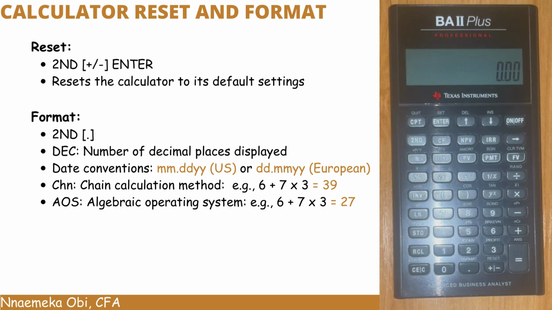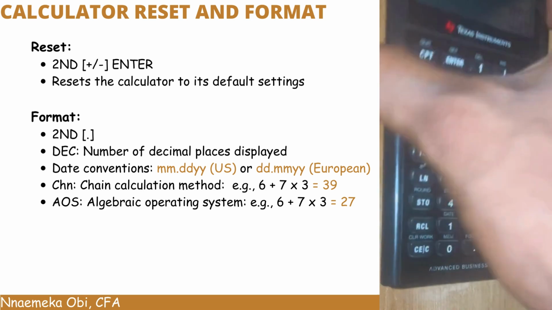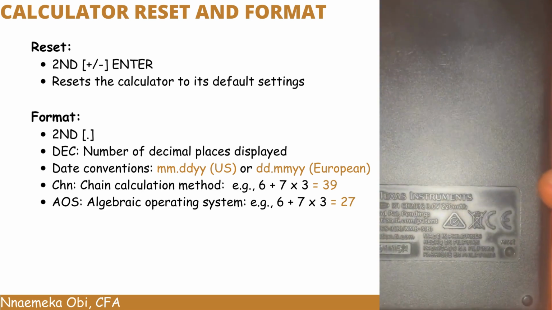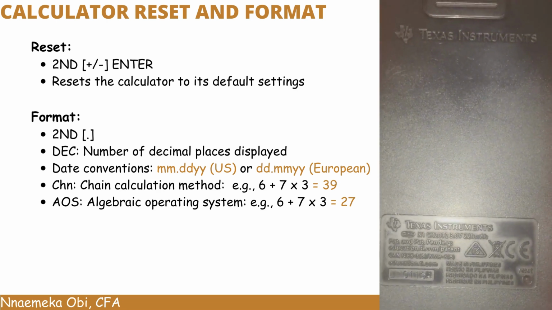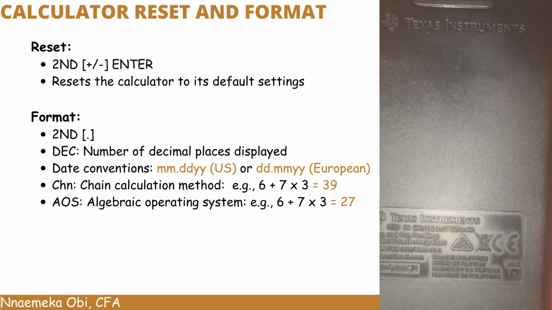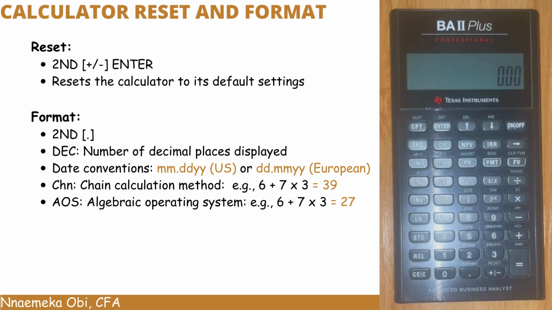You can also reset the calculator by performing a hard reset. So if you want to perform a hard reset, you take the calculator, turn it backwards, then you look for something like a pin and then press here, okay? So once you press it, the calculator will reset. Now we are going to format the calculator.